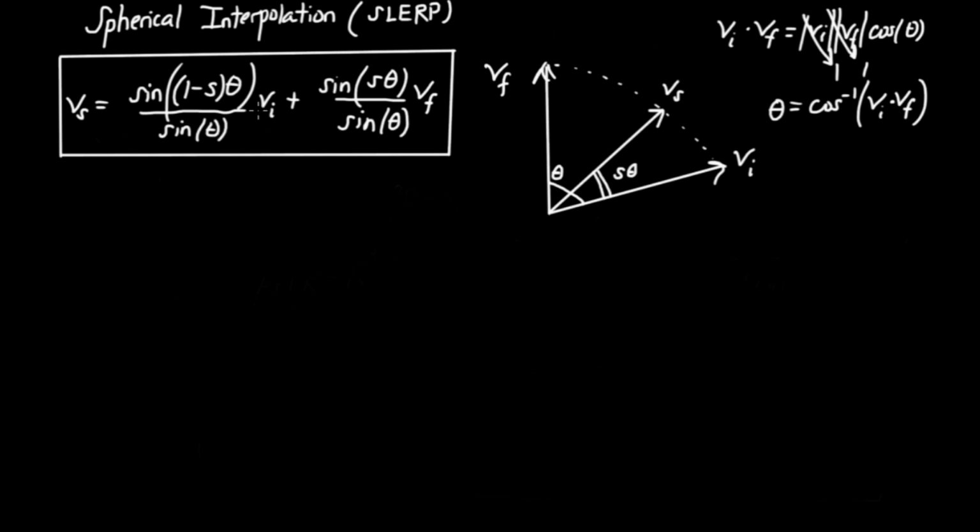Remember, the coefficients were respectively 1 minus s times vi and s times vf. Now this actually makes good sense why you're seeing this sort of thing show up over here as well. Let me show you why.